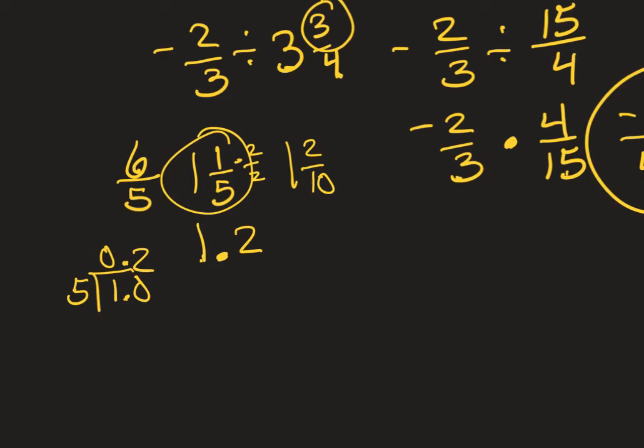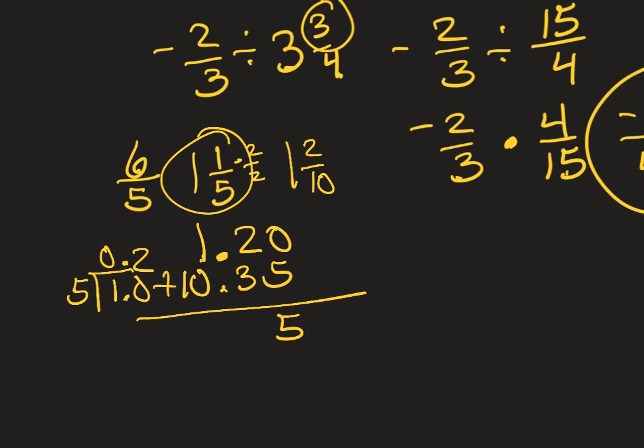Then we can add to it our 10 and 35/100. So you might want to line up your decimals. 5, 5, 1, 1. So 11 and 55/100.